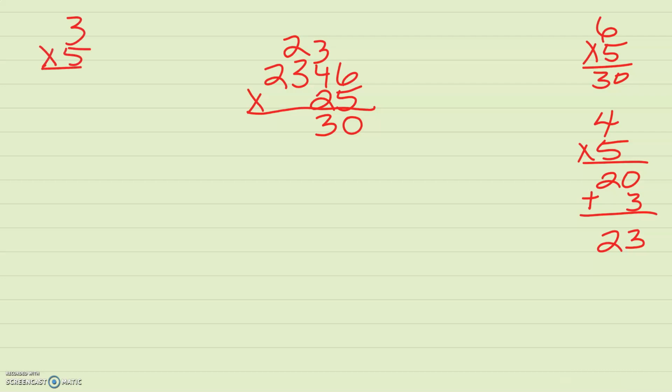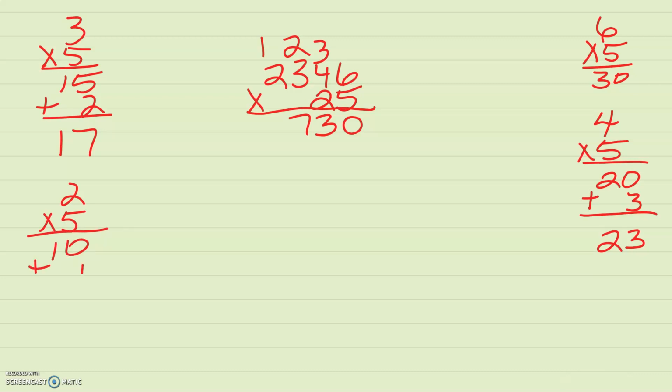3 times 5 is 15, plus the 2 we regrouped is 17. So we write down our 7 and regroup our 1. 2 times 5 is 10, plus the 1 we regrouped is 11. So write down 11. We did not regroup the front one there because there are no more numbers to multiply, so we just write it down in its place value. All right, so that's a partial factor there, 11,730. That's what we got when we multiplied 2,346 times the 5 in our ones place.